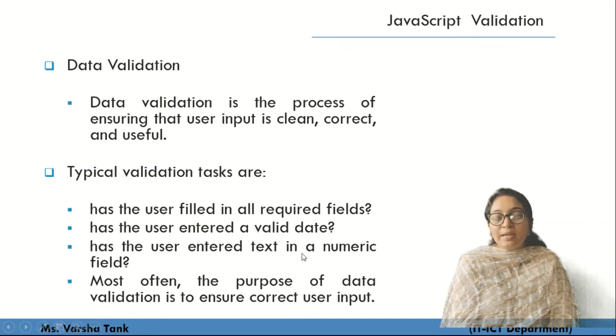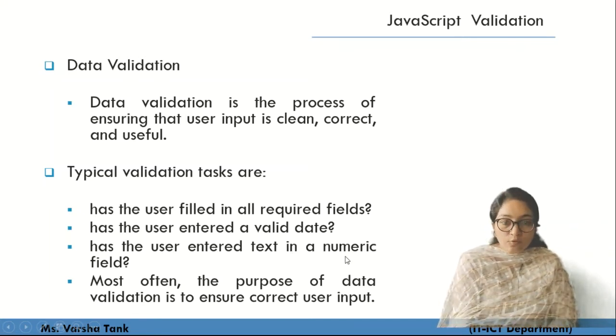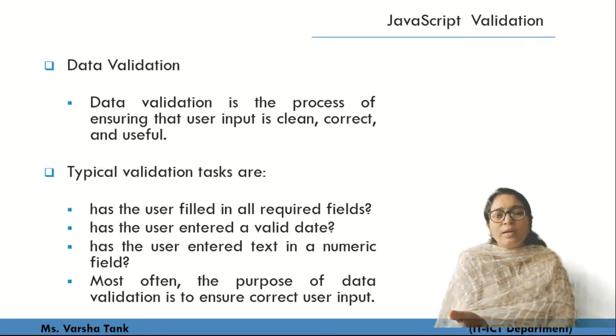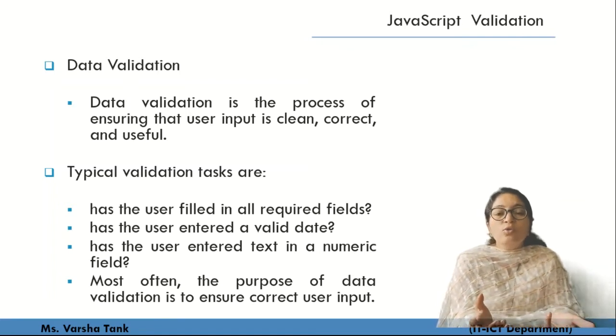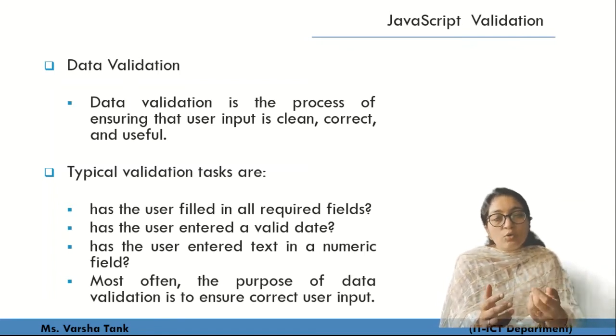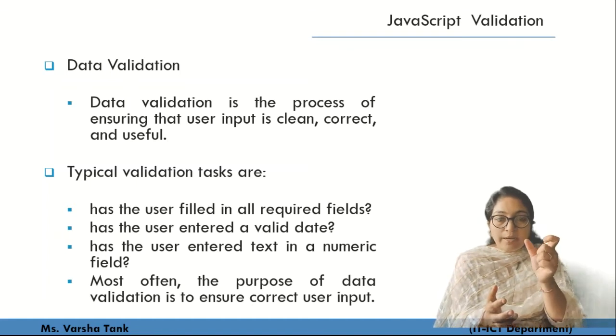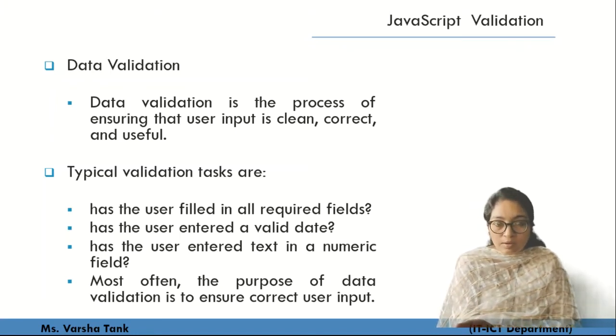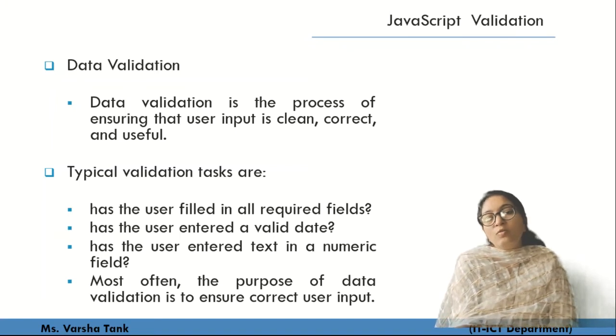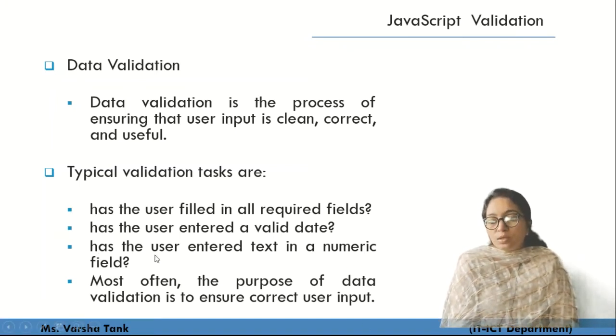Has the user entered text in a numeric field only? As I gave you the example of the phone number field, if you enter characters in the phone number field, it will fire the validation. You can fire the validation on any event. For example, while you are entering characters, you can fire the validation on the text change event, or on form submit, or on the button click. For example, if you are saving the form and clicking the save button, you are firing the validation on the save button click event. This is also an example of event handling.